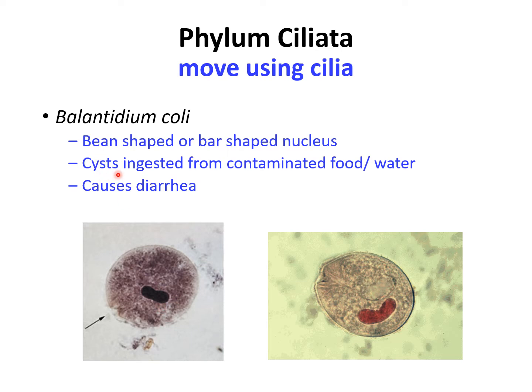Usually what happens is the cysts, those kind of dormant stages of these protozoa, they can get ingested by us humans if we drink contaminated water, or if we eat contaminated food that has those cysts. Then we would ingest those cysts, and then it will start developing, and then you would have Balantidium coli inside of you. When someone is infected with Balantidium coli, they're going to have diarrhea. So one of the symptoms that they're going to have is diarrhea.